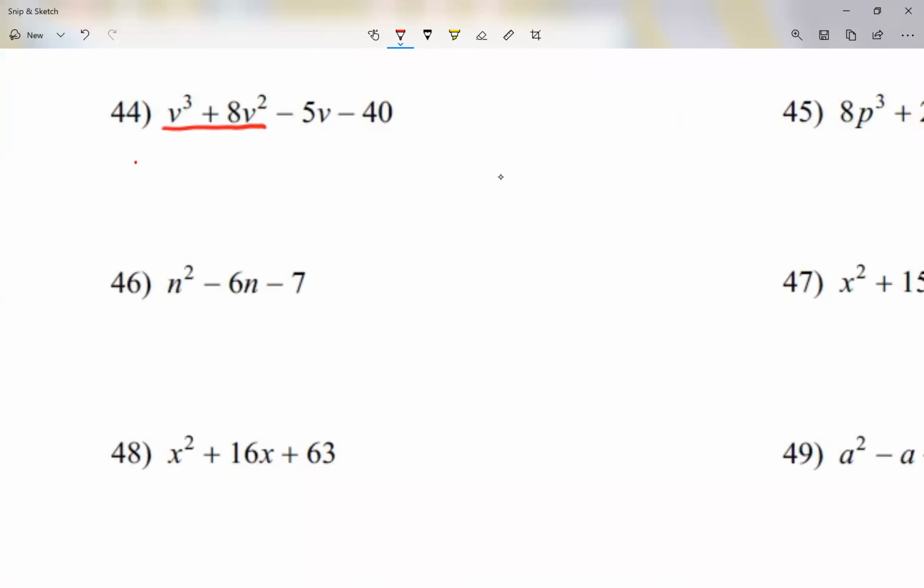But letter-wise, let me divide each by v squared. Right, assume the first one has 3 v's, the second one has 2 v's. You can remove 2 from each. So that's going to give me v plus 8.